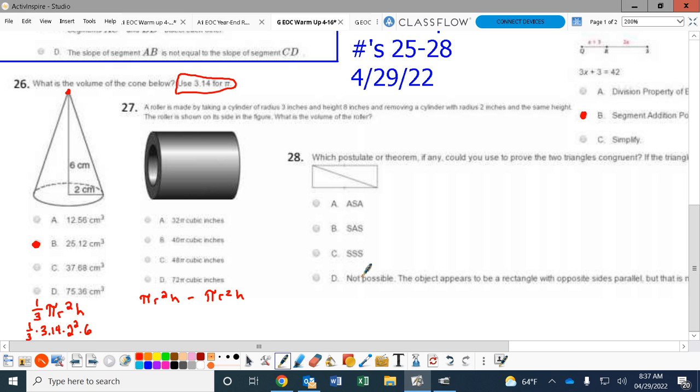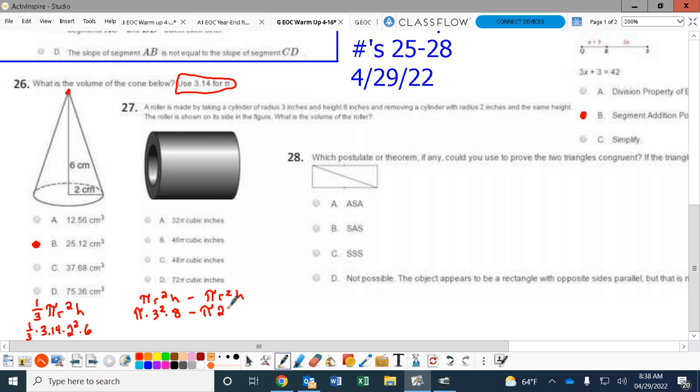Okay, guys, here we go. First of all, do you see the answers are in terms of pi? Look at your answers before you start doing things. Don't plug in 3.14 if their answers have a pi in them. So it's going to be pi times the radius. What is the radius of the larger one? Read the directions and see. 3. Okay, so 3 squared. And what is the height of the whole thing? 8. And then it's going to be minus pi times what's the radius of the smaller one?